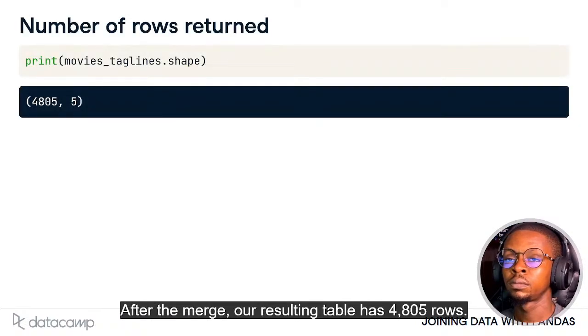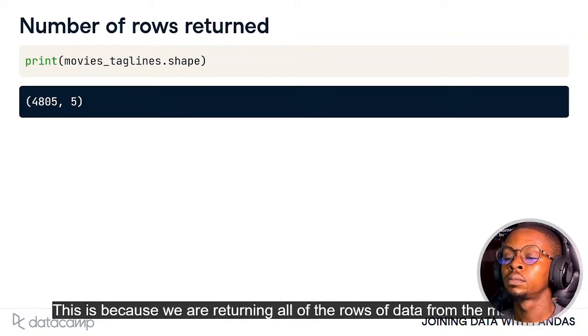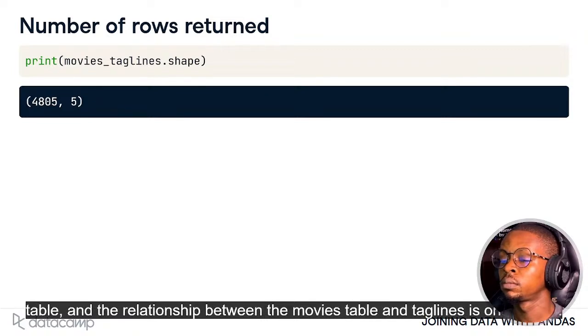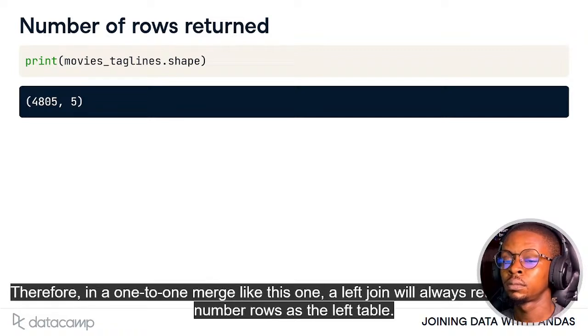After the merge, our resulting table has 4,805 rows. This is because we are returning all of the rows of data from the movies table, and the relationship between the movies table and taglines is a one-to-one. Therefore, in a one-to-one merge like this one, a left join will always return the same number of rows as the left table.